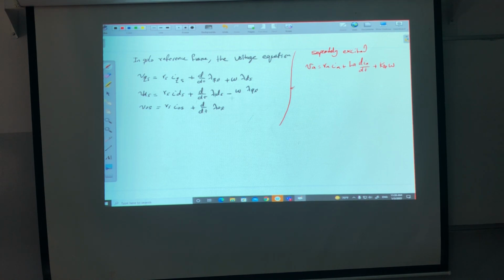So the first one actually is what? If I multiply by the current, it will be the losses. But until here, I did not multiply by anything. So this is a representation for what? The voltage drop across the resistance, the stator resistance. So this is a voltage drop across the resistance.